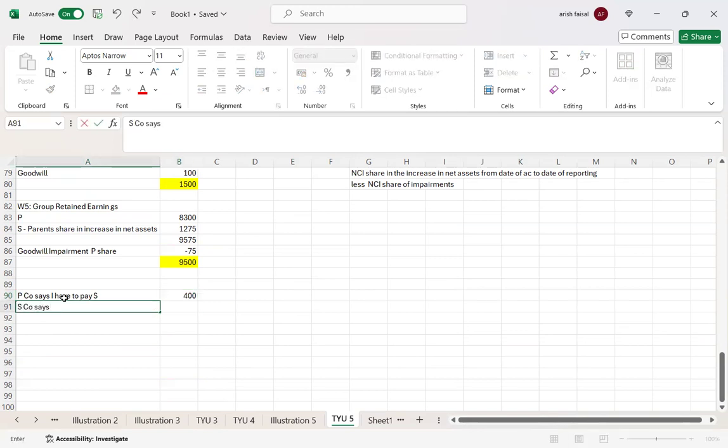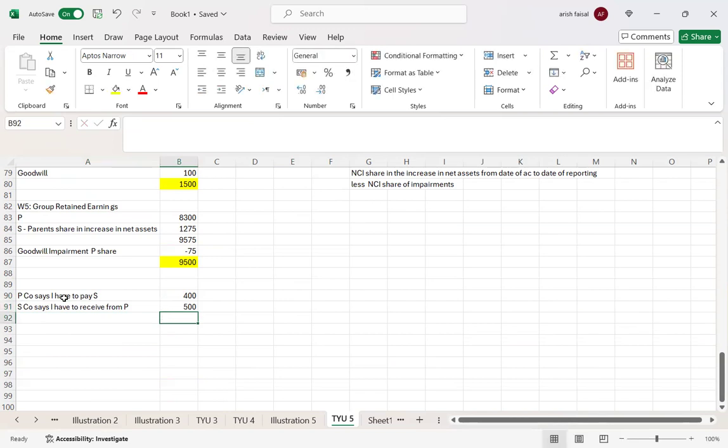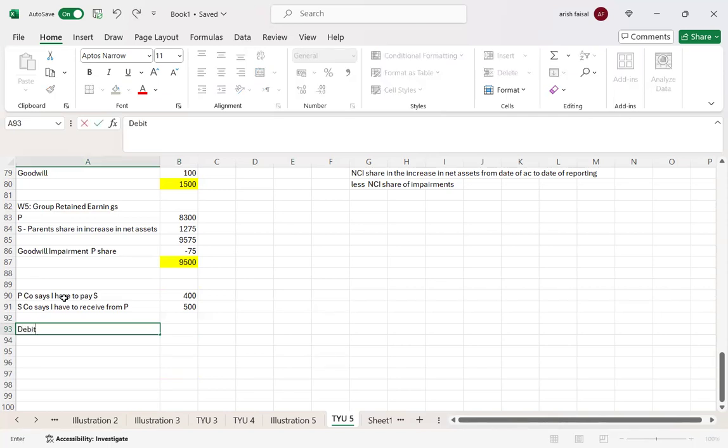Subsidiary company says I have to receive from parent 500. Okay. Now within the group, these balances actually don't make sense, right? So the entry would be that you're going to debit the payable, because that payable is basically 400 over here, because that's what the parent is saying, that I owe 400 to the subsidiary.